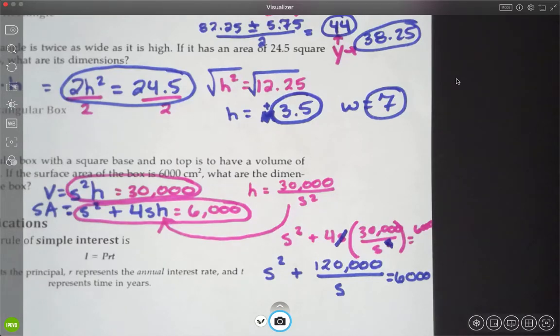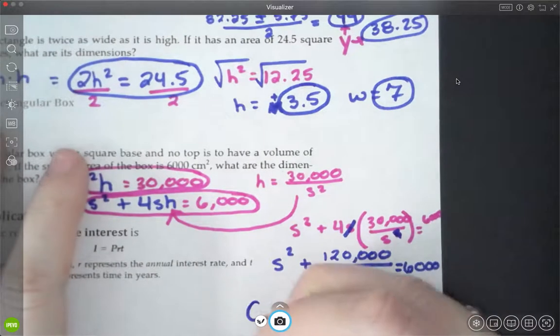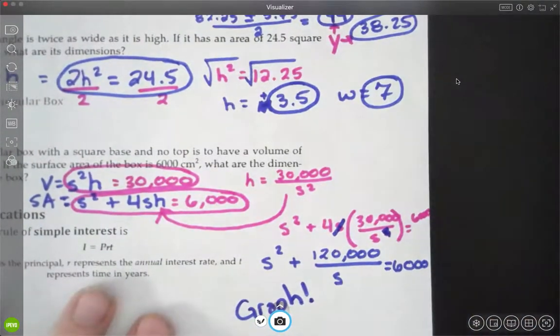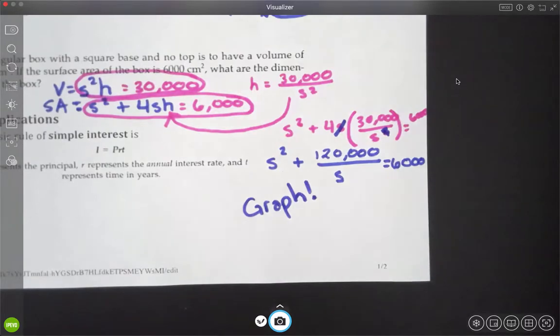Lacey's exactly right. Did you hear her? Graph it. We're going to graph the thing. Yes, we are. Graph it. Okay, graph it.